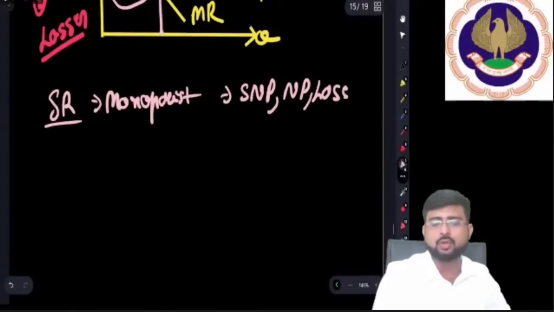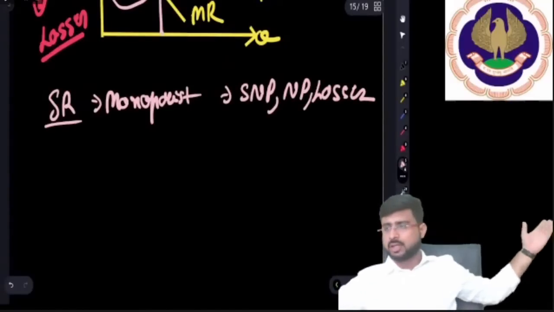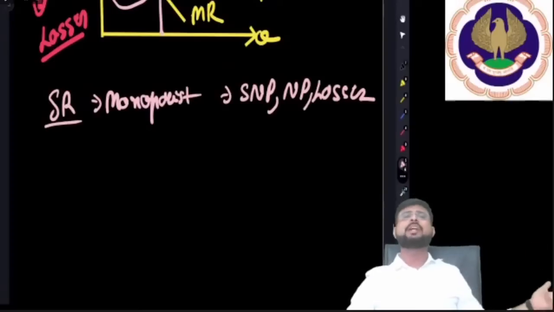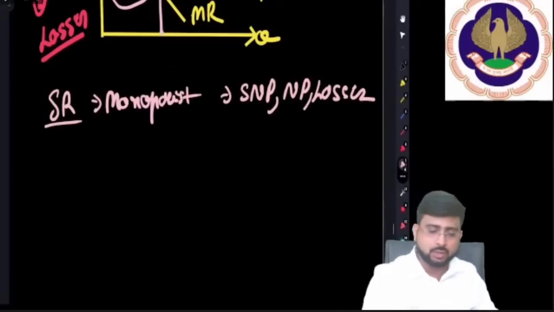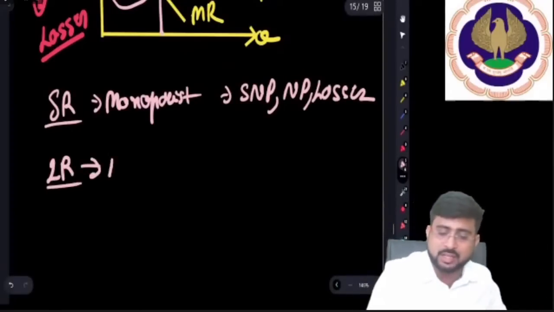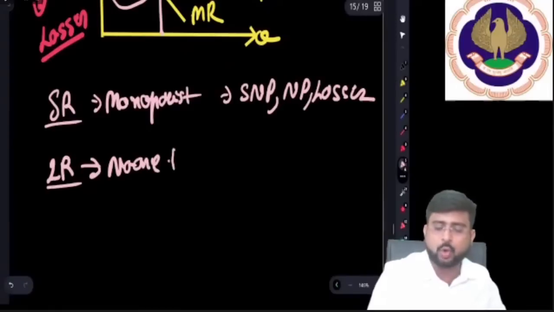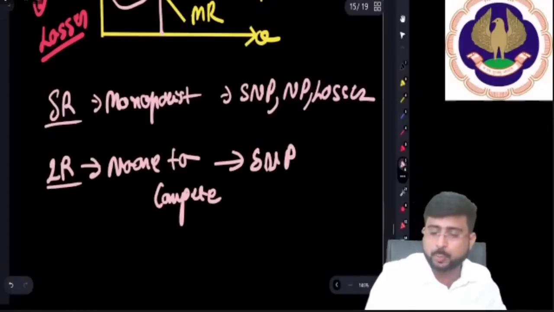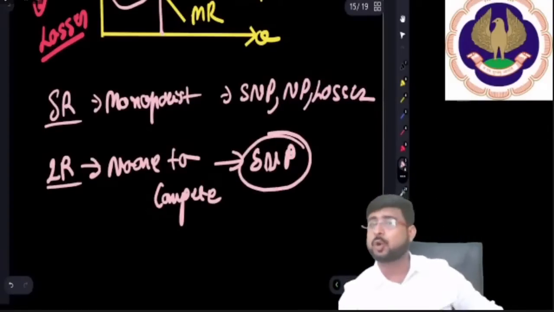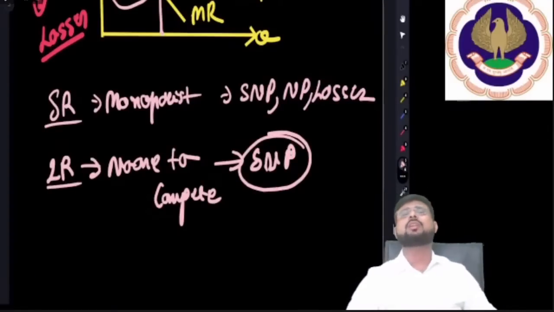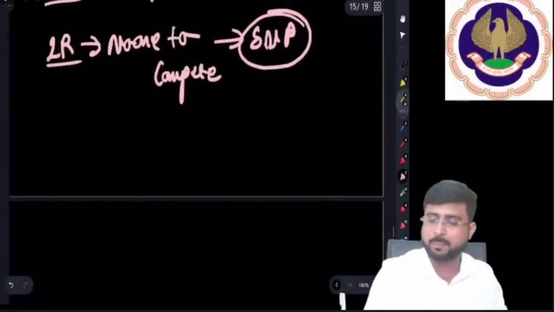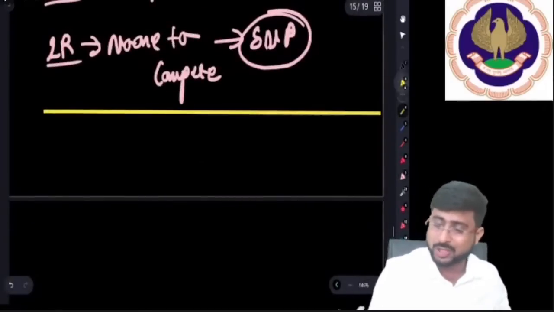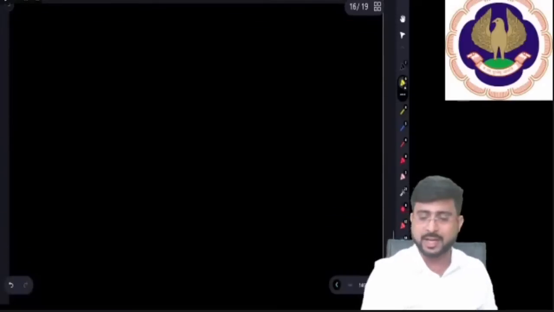But in the long run, there is nobody to compete with the monopolist. Since there is no one to compete, it will only earn supernormal profits. See, this is how it is different. In the long run, what was being earned by the perfectly competitive firm? Only normal profits.